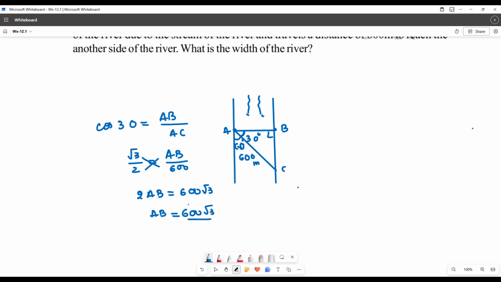Therefore 2 into 300 equals 600. Therefore AB length is equal to 300 root 3 meters. Since they gave 600 meters, our answer's units also will be in meters.